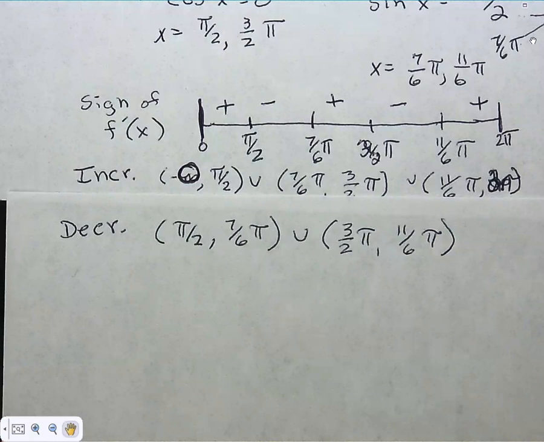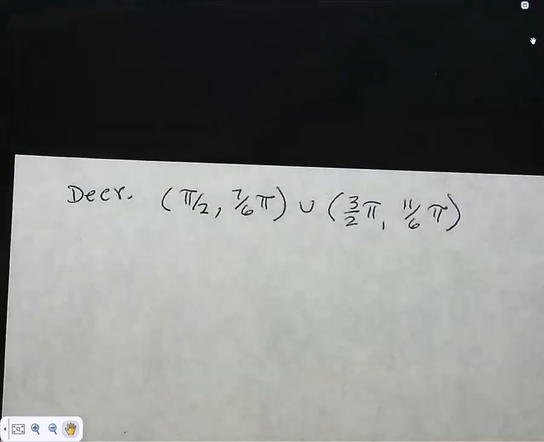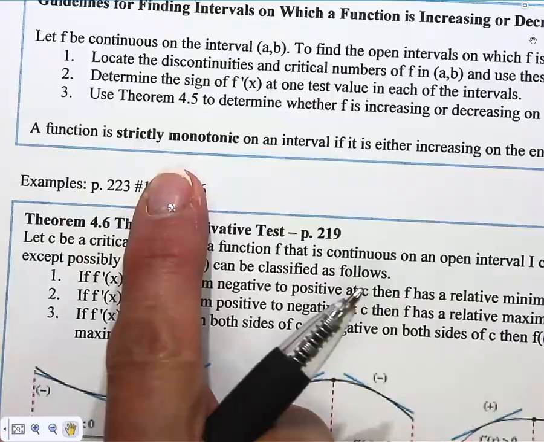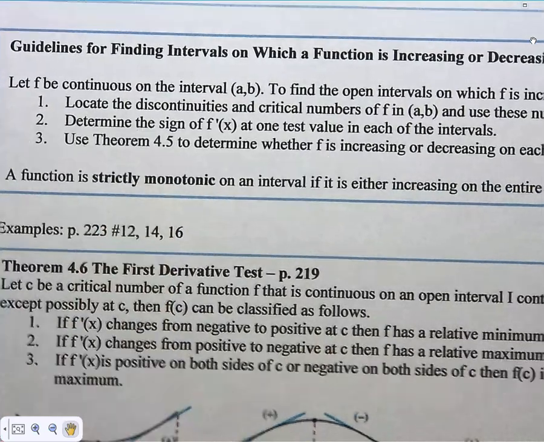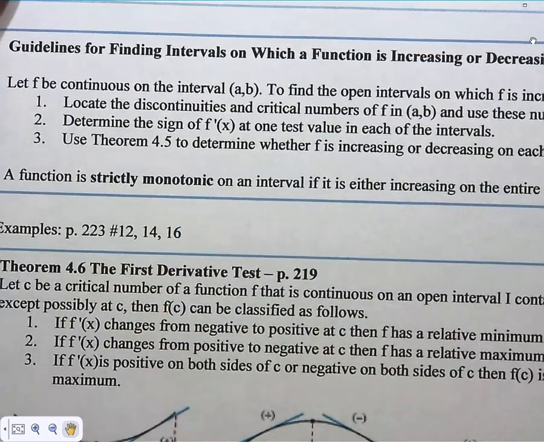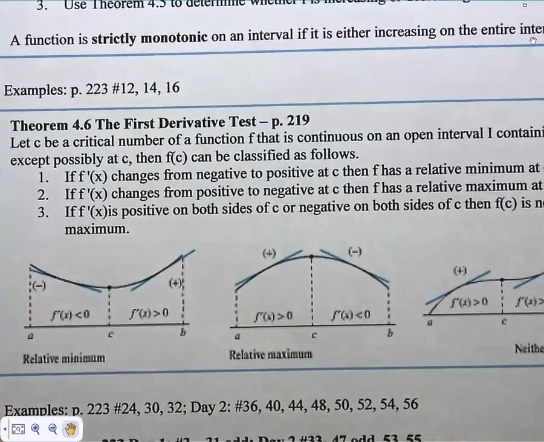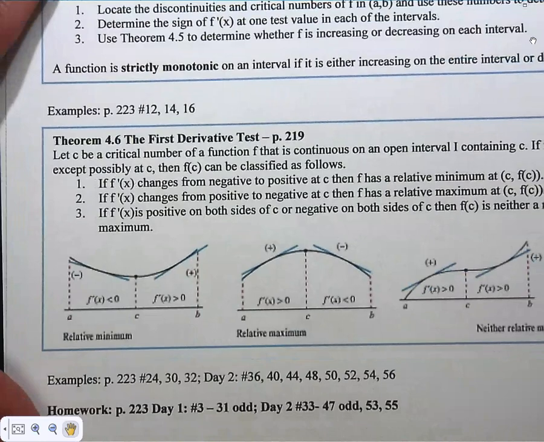All right, let's see what the next thing on the notes is. Oh, they're strictly monotonic. I forgot, but I typed that for you. Theorem 4.6 is the first derivative test, and I'm going to tell you what it says, and then I'm going to tell you why I never use it.